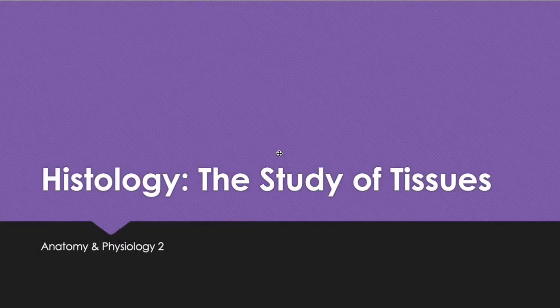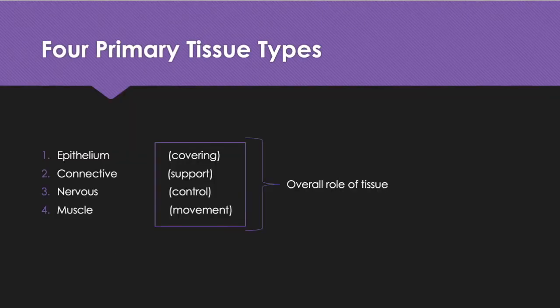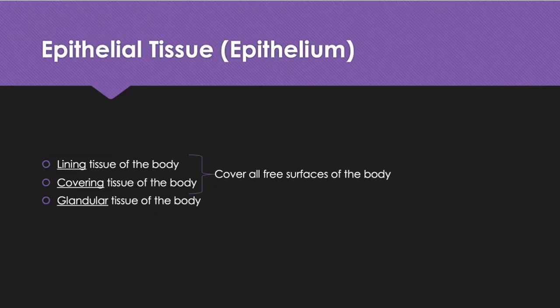Before we get into any systems of the body, we are going to talk about tissues, the study of which is called histology. Our bodies have four main types of tissue: epithelial tissue, connective tissue, nervous tissue, and muscular tissue. Epithelium is involved with coverings of the body. Connective tissue helps with support. Nervous tissue helps with control. And muscle tissue helps with movement. Today we're going to focus just on epithelial tissue.